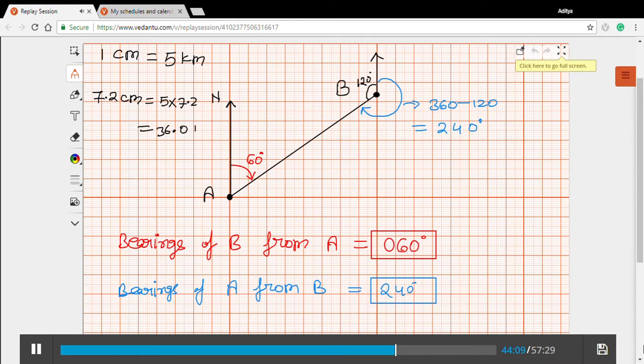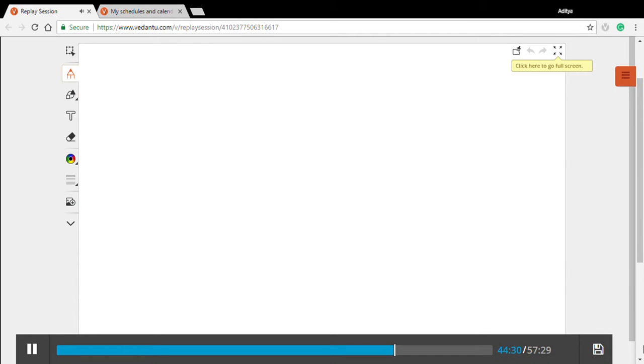Tell me if you have any doubt in bearing questions. You can still do the assessment exercise and ask if you have any doubt in them. Let's continue with the second question: area of the given shapes. I think it's very easy. You can get it quite easily.